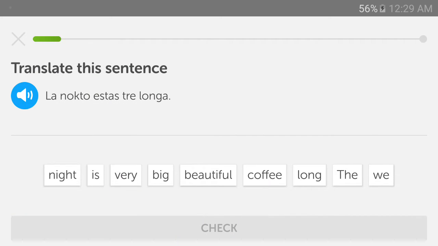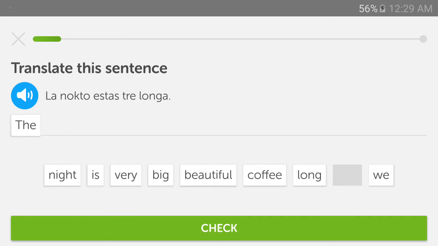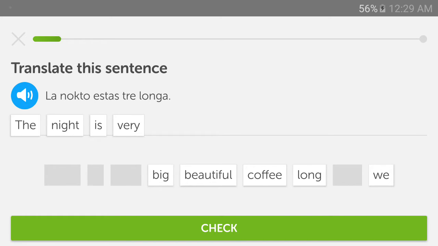La nokto estas tre longa. Okay. The night is very long. Does that seem very hard to you? To me, that's a very easy sentence.